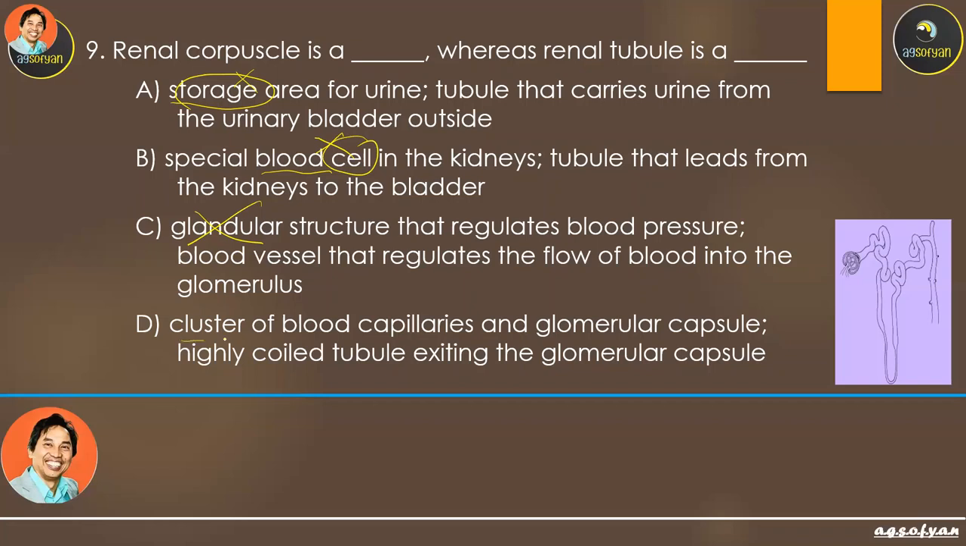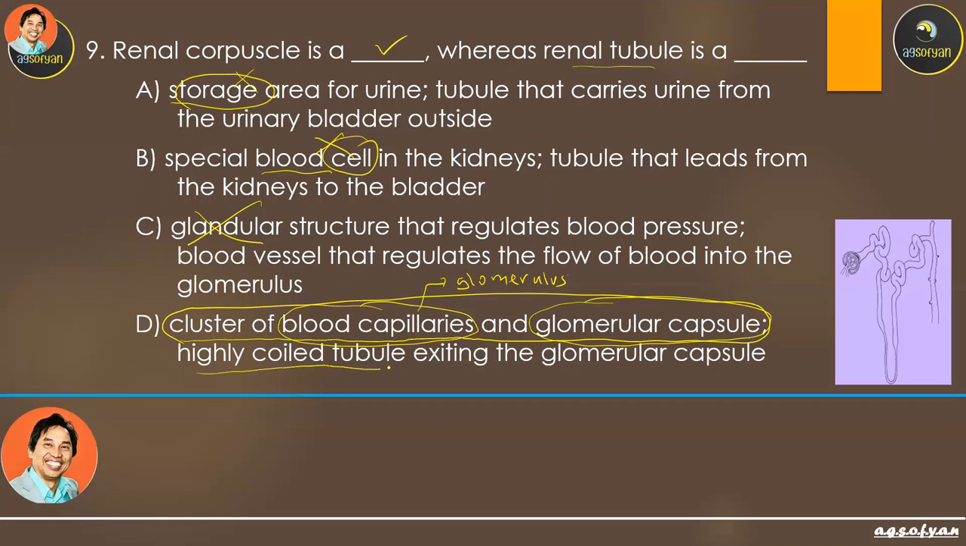So this will be the correct answer. The renal corpuscle consists of blood capillaries, and this blood capillary is called the glomerulus. And the second part is called the glomerular capsule. So there are two parts of this renal corpuscle, the glomerulus and the glomerular capsule. And the renal tubule is a highly coiled tubule exiting from this capsule. So that should be the answer.